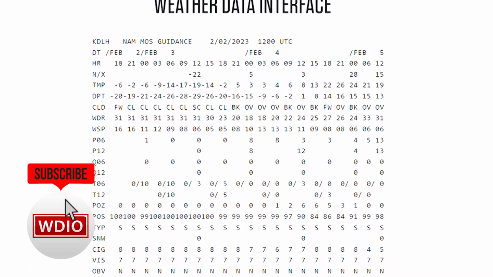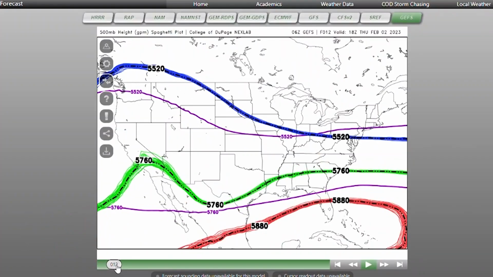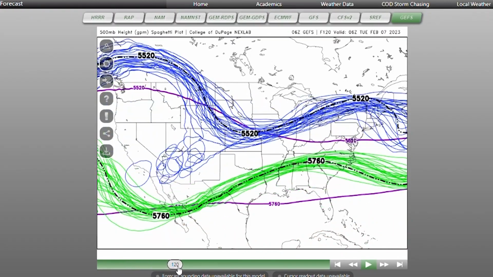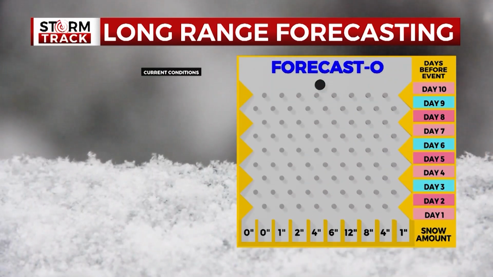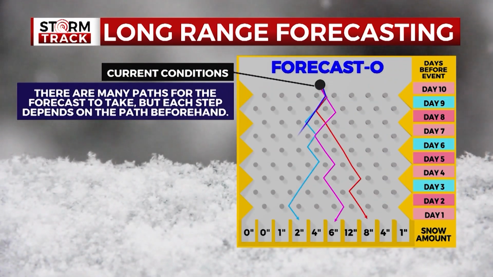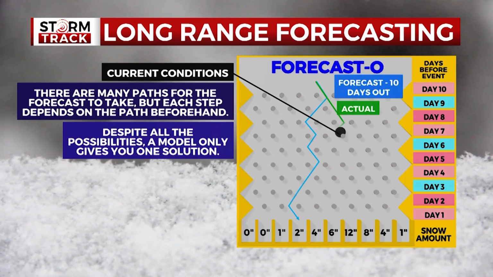We look at data from multiple forecast models that each provide a possible weather scenario. The farther out you look, the more models tend to show conflicting forecasts. Think of it as a game of Plinko. We'll call it Forecasto. There are many paths for the forecast to take, but each step depends on the path beforehand. Despite all of the possibilities, a single model only gives you one solution.